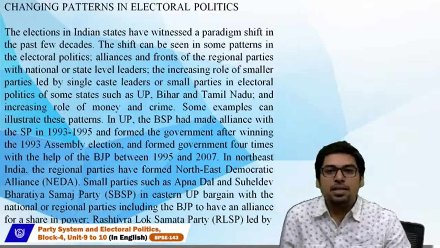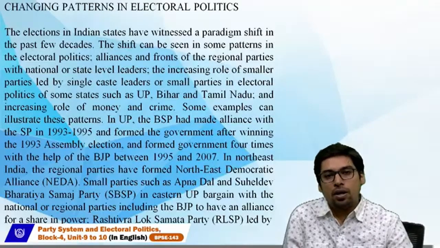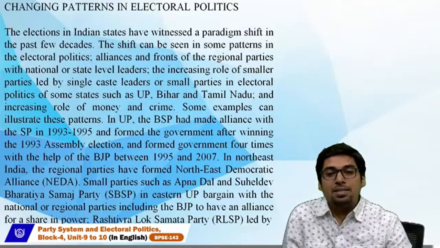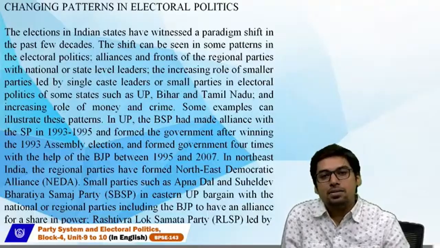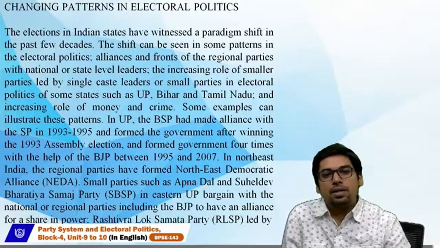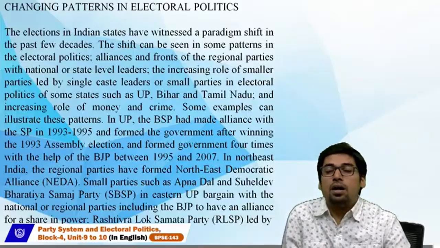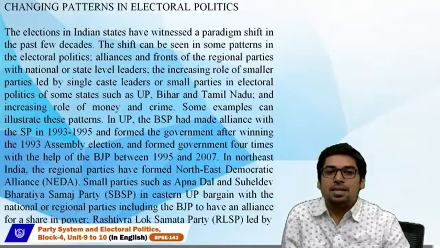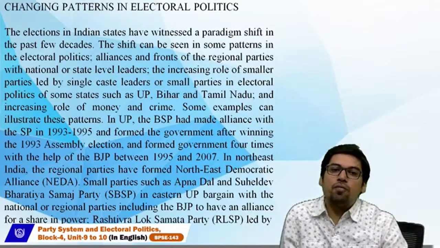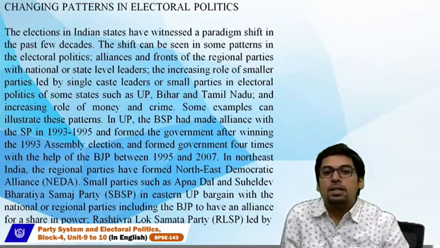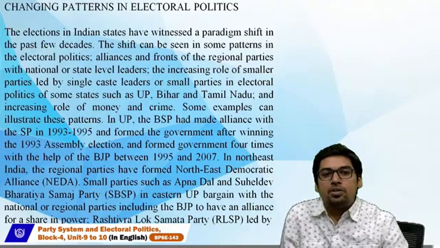This shift can be seen in some patterns in electoral politics: alliances and fronts of regional parties with national or state level leaders, the increasing role of smaller parties led by a single caste, such as BSP, SP, Janata Dal United, etc., or small parties in the electoral politics of some states such as UP, Bihar, Tamil Nadu, and the increasing role of money and crime also. Some examples can illustrate this pattern.